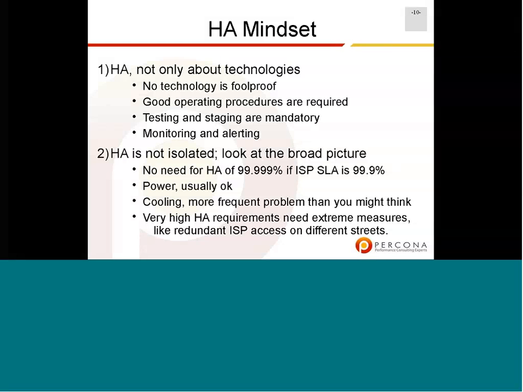I've seen one site that had a very strong need of availability, and they had two internet accesses on different streets. The building was at an intersection of two streets, and they were connected from both streets because it happened to them that a truck hit a pole and cut their internet access from one side. So they required those separate accesses.